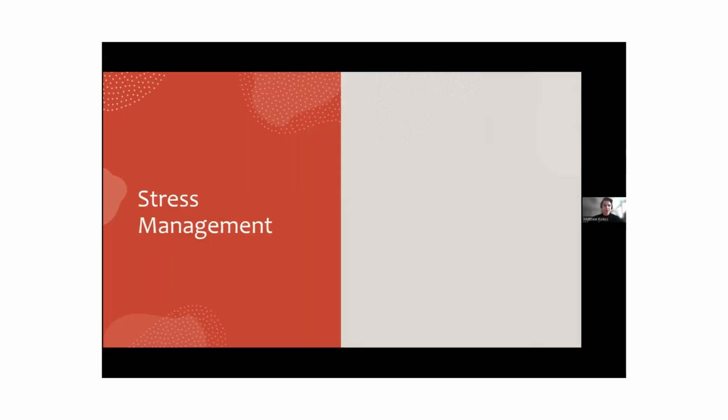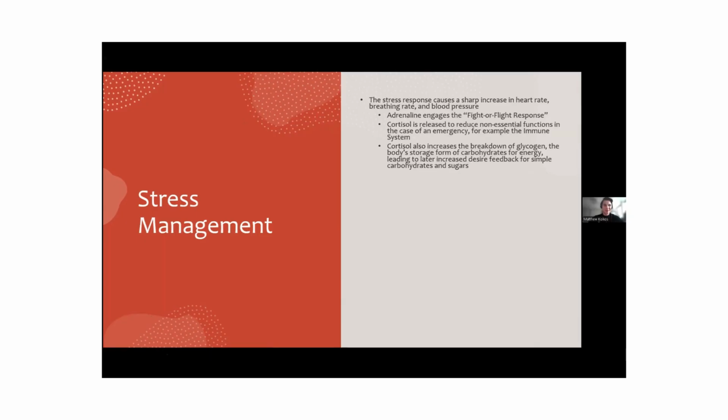The last one that we're going to talk about today, of course, is stress management, right? Like we said, poor stress management can really increase our risk, right? Because that adrenaline engages that fight or flight response. Our cortisol goes up, which reduces our non-essential functions, right? So our immune system goes down, our digestion goes down, and it increases that breakdown of our stored glycogen, which is our stored glucose, right? Our blood sugar, and which can really lead to increased desire, right? When we're out of that stressful situation to then crave simple carbohydrates, right? Immediate carb choices to raise those glycogen stores back up to normal, right?